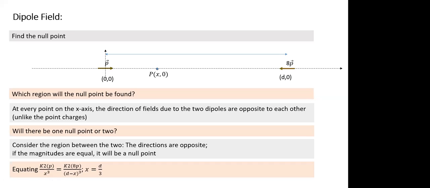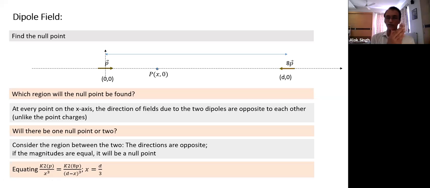Because on the x-axis, the field directions are different. In case of charges, the right side field is different, the left side field is different. Here it doesn't matter; everywhere the direction of the field is the same. So will there be one more null point? Yes, there will be one more null point. Very few books discuss this one. They miss this point somehow. So you see that you understood this point.